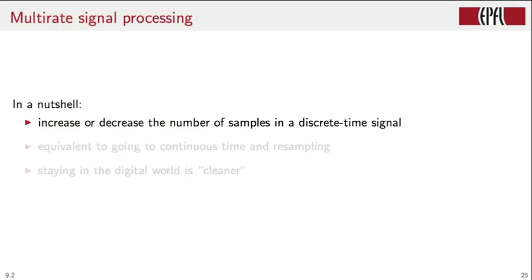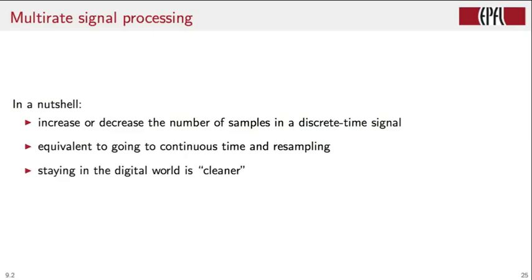In multi-rate, the goal is to increase or decrease the number of samples of a digital signal. One way to do this is to interpolate the digital signal into a continuous time signal and then resample the interpolation at a different sampling rate. However, we want to avoid the transition to continuous time, and we want to perform this artificial change of sampling rate entirely in the digital domain.